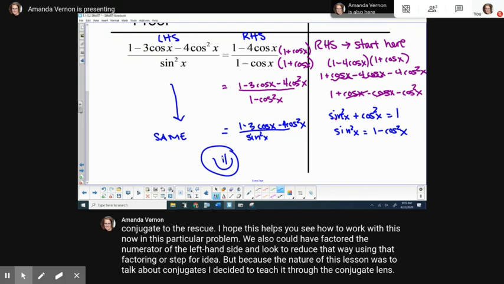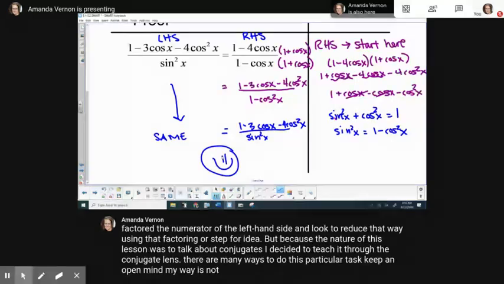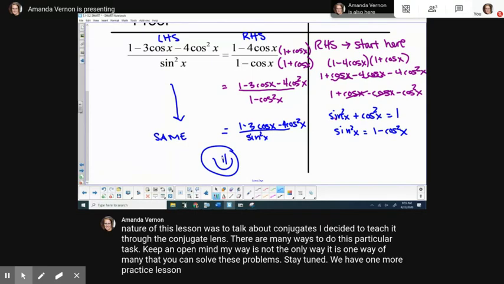There are many ways to do this particular task. Keep an open mind. My way is not the only way. It is one way of many that you can solve these problems. Stay tuned. We have one more practice lesson, and then you'll be all set with all the skills you need.